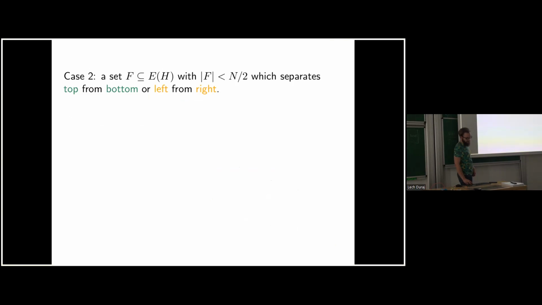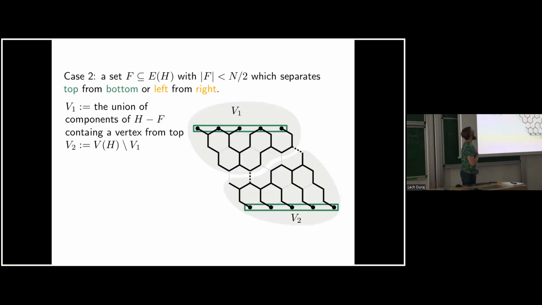So now we are left with a case where we don't have many paths from top to bottom or left to right. By Menger's theorem, or the max-flow min-cut theorem, we can deduce that there exists a small set of edges which separate top from bottom or left from right. Why do I say so? By Menger's theorem, we know that there exists a small set of vertices, but since we are dealing with a wall, we have maximum degree 3, so vertex disjointness and edge disjointness of paths are equivalent. So we can assume that we have a small set of edges, fewer than n/2 edges, which separates, without loss of generality, top from bottom.